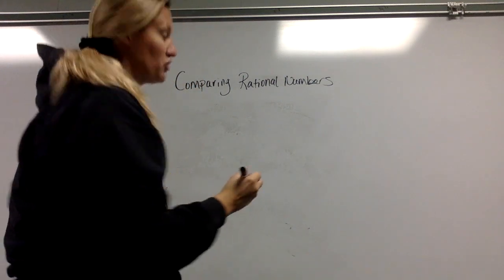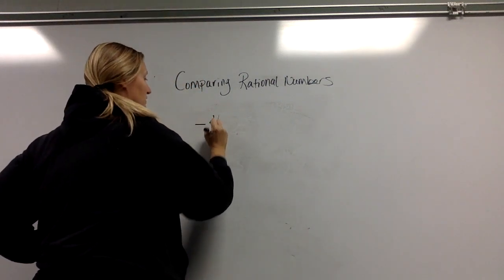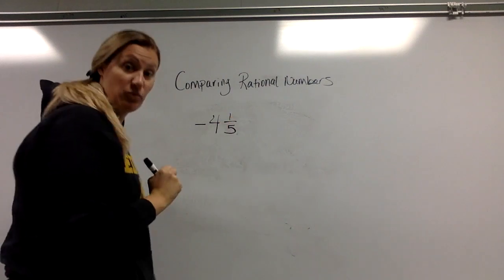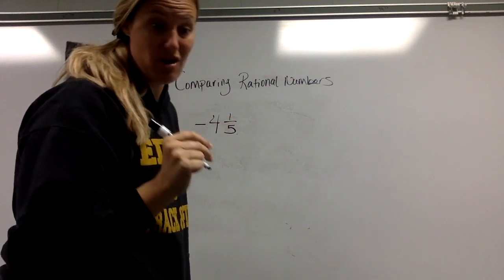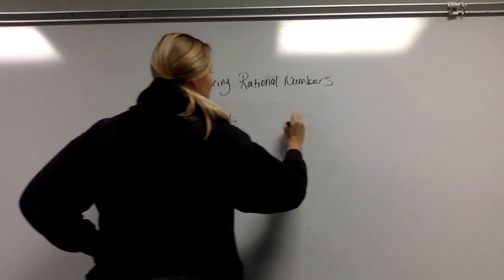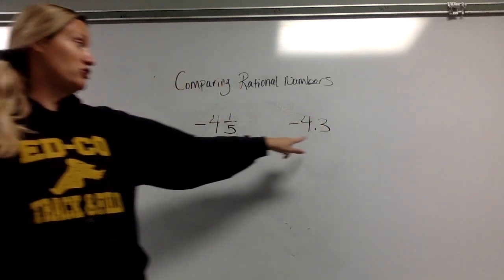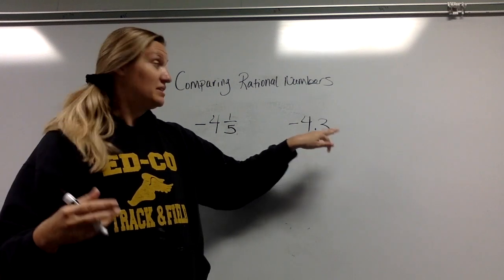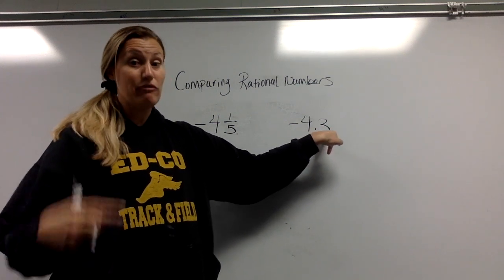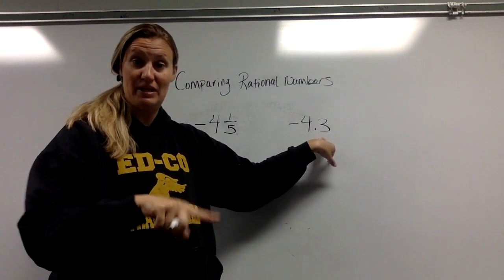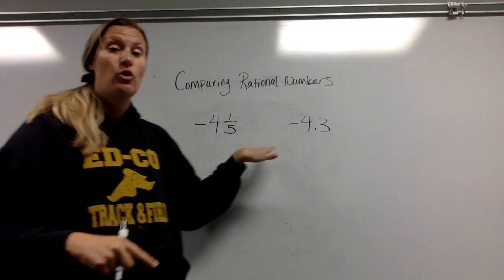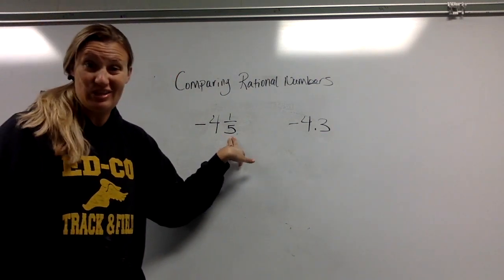Then let's try a negative. So we have -4 1/5. So I'm throwing negative and mixed number at you. And -4.3. So in this case, we have a fraction and a decimal. So two choices. I could change this decimal to a fraction, get a common denominator, and work it out that way. Or I could just change this fraction to a decimal.